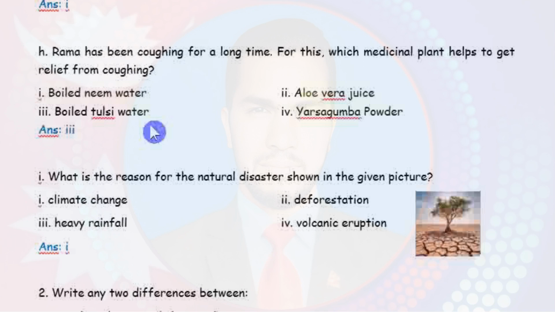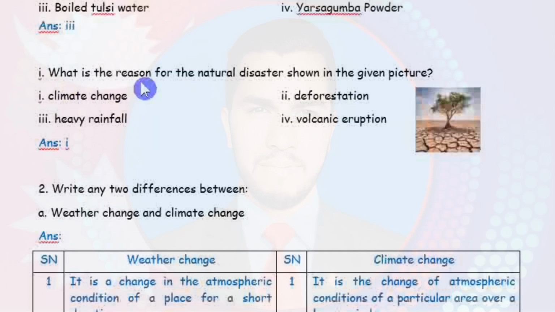Okay, now let's go to I number, option number I. What is the reason for the natural disaster shown in the given picture? Here in the given alongside, dear students and teachers, you might have seen here that there is drought. There is just a tree, and it is also going to be dry. Lack of water is here, and the land is not green. Okay, it is because of drought.